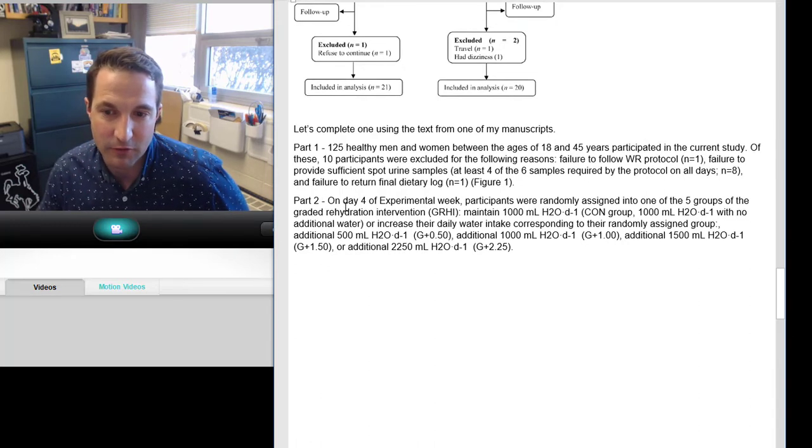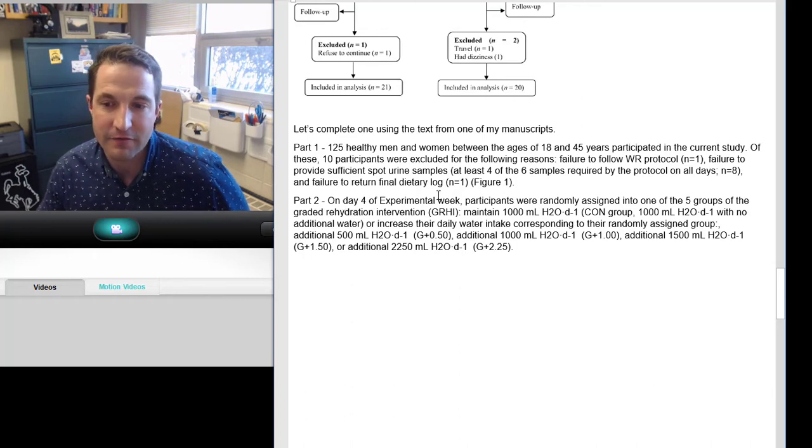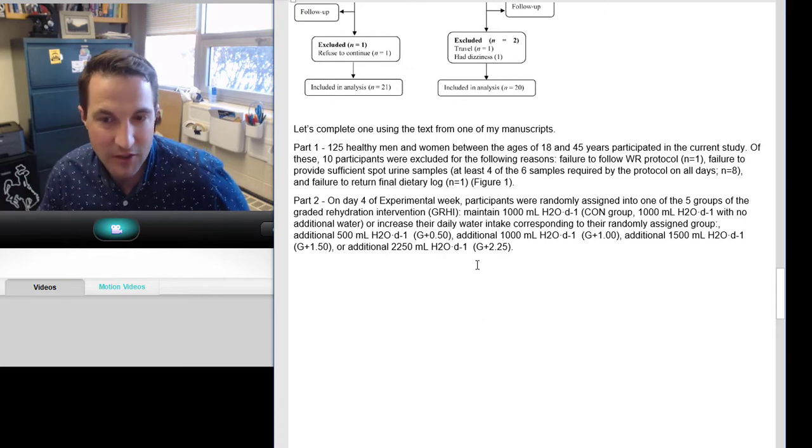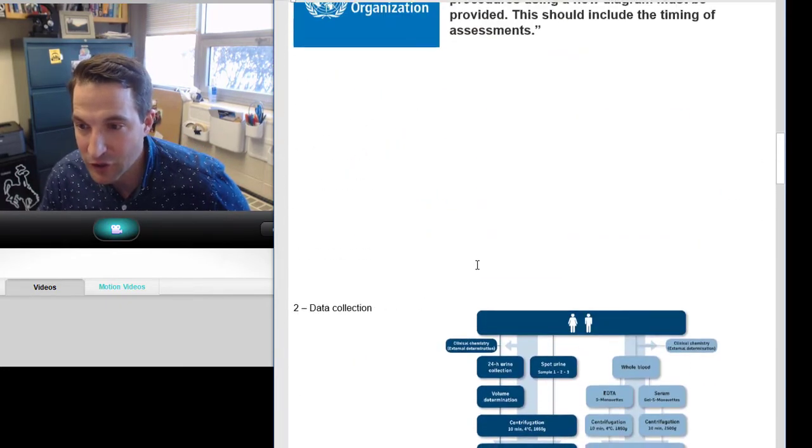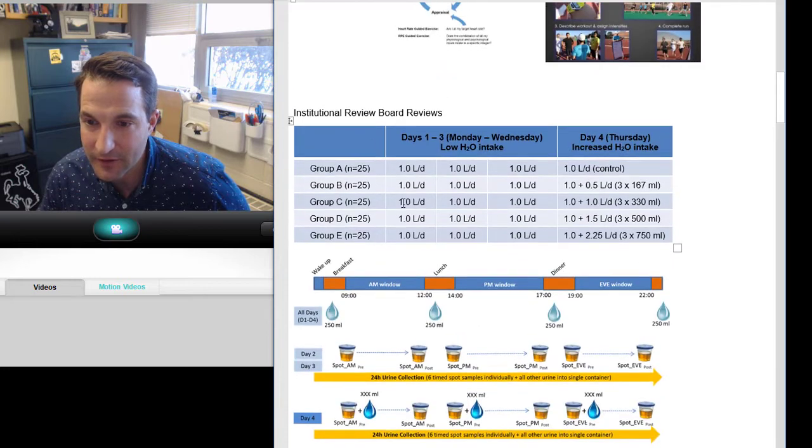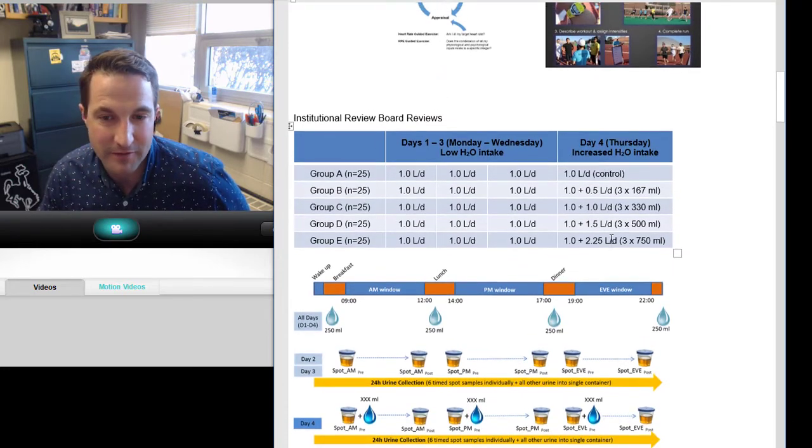Part 2 of this protocol schematic is going to be, on day 4 of the experimental week, participants were randomly assigned into one of the 5 groups of the graded rehydration intervention. We went through that before when I showed you right up here. Here's the 5 groups that we're talking about. Here's day 4. They get 5 different amounts of water.